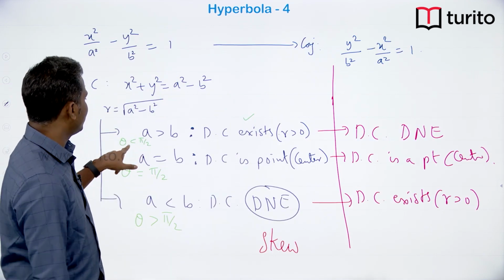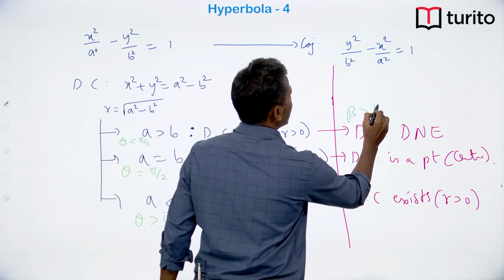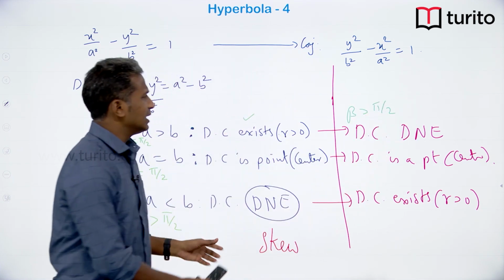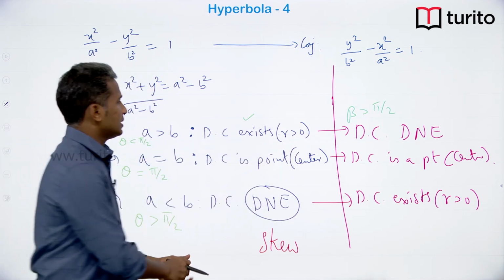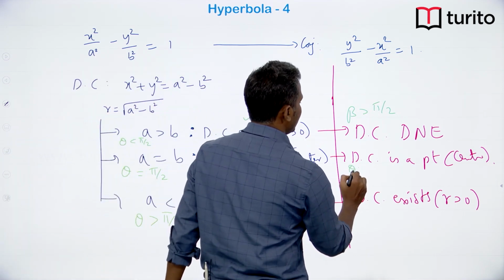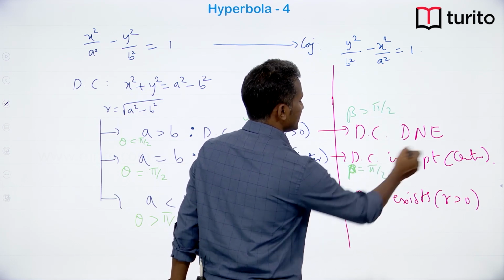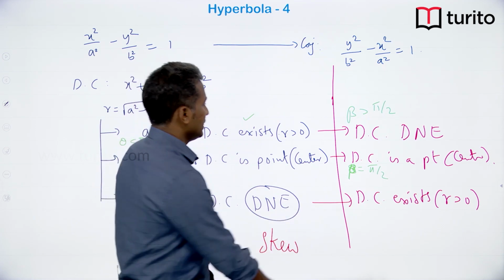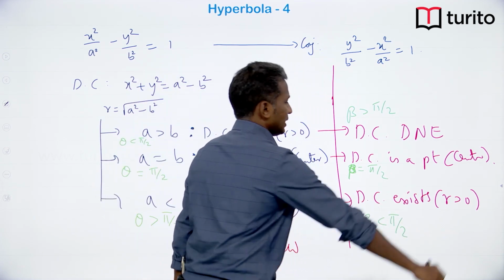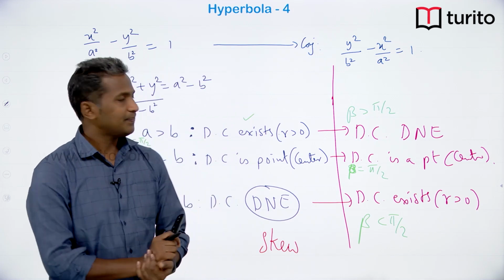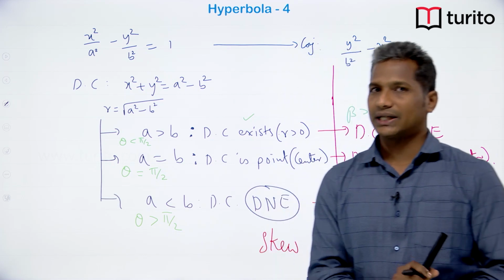So if theta is less than pi by 2, then beta is going to be greater than pi by 2, and if the angle is greater than 90 degrees, the director circle does not exist. Similarly, where beta is exactly equal to pi by 2, the director circle is a point. And where beta is less than pi by 2, the director circle exists. This way we can understand the idea of the director circle.